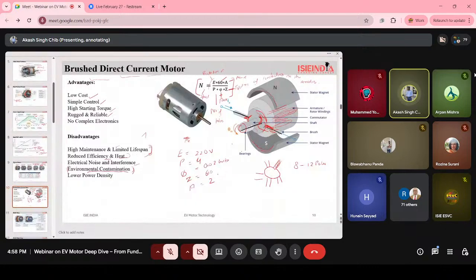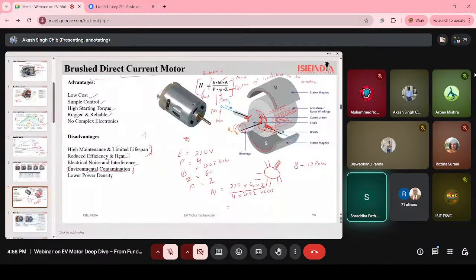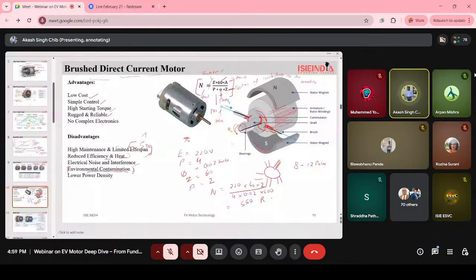Can anybody calculate it for me? 220 into 60 into 2 upon 4 into 0.02 into 600. Please calculate and give me the answer. 550. Very fast. Nice. So we are getting 550 RPM, revolutions per minute, in this motor.